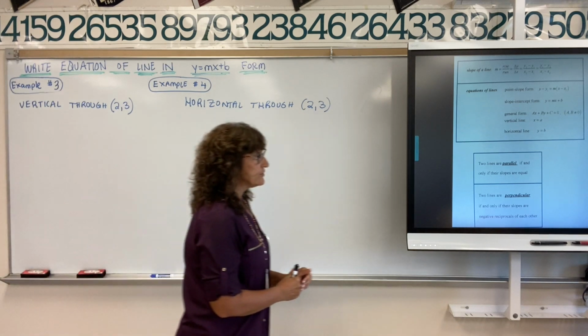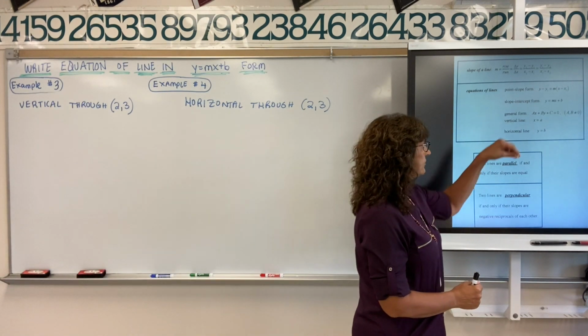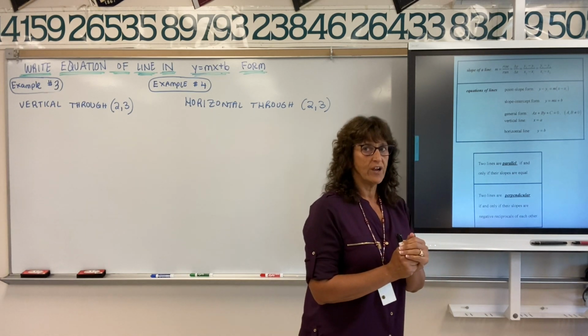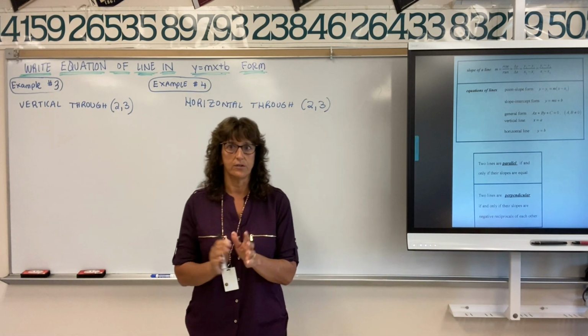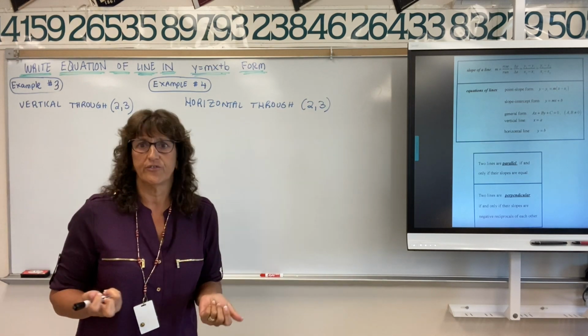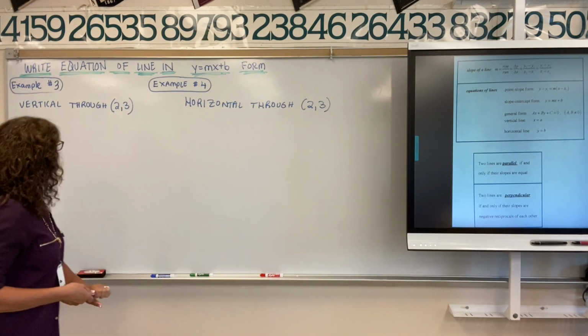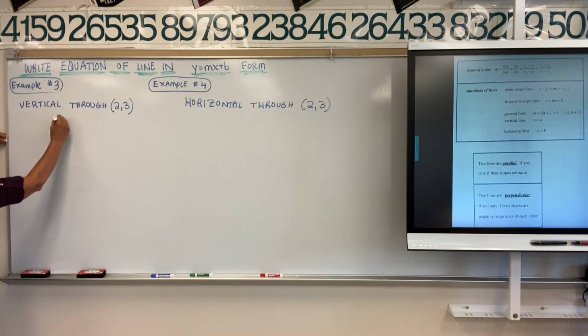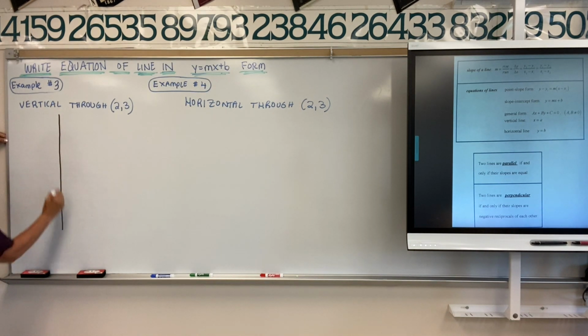You can see on the screen over here, vertical line, x equals a number, horizontal line, y equals a number. It's a little different strategy to work with vertical and horizontal. Those would be called your special cases here. So let's start with vertical. Let me go ahead and sketch: here's our y-axis, here's our x-axis.